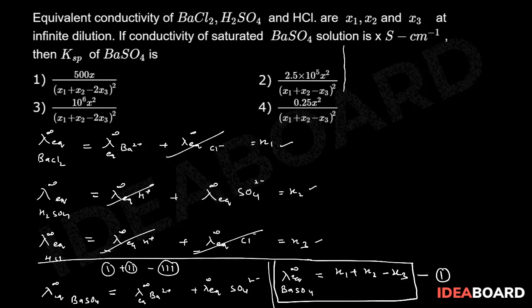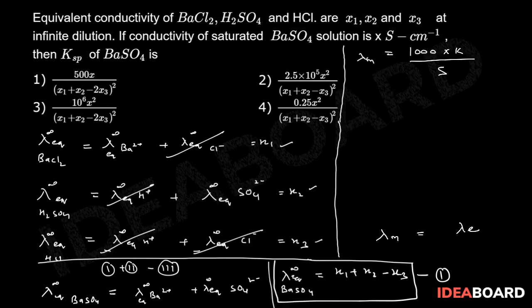Now we have to find the Ksp. So for that we have to find solubility first, and solubility is related to conductivity by the formula 1000 into K divided by S. Now we have calculated lambda equivalent, and lambda m, that is molar conductivity, in relation to lambda equivalent is that lambda equivalent into n factor gives lambda m.